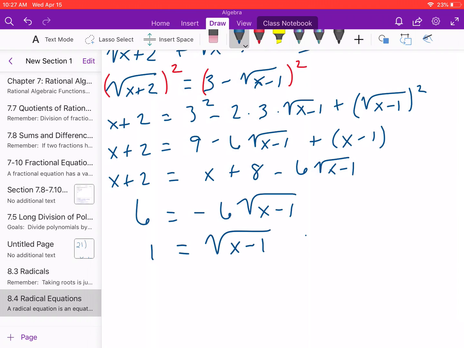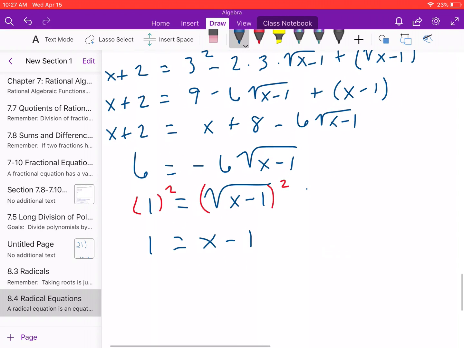Now I have to repeat those radical steps. So I'm going to isolate that radical on the right side. Then I'm going to take both sides of the equation to the same power, and in this case it's a square again. And I'm going to be left with 1 equals the square root of x minus 1 raised to the second power, and that will become x minus 1. Isolate, combine, I am left with 2 equals x.